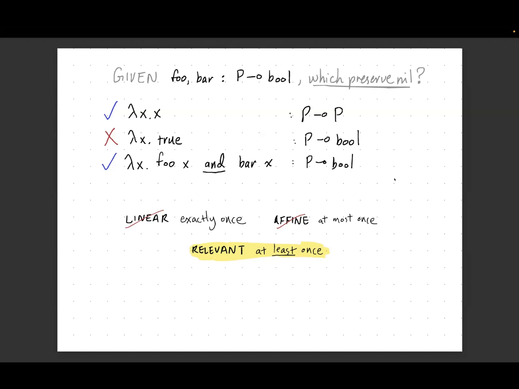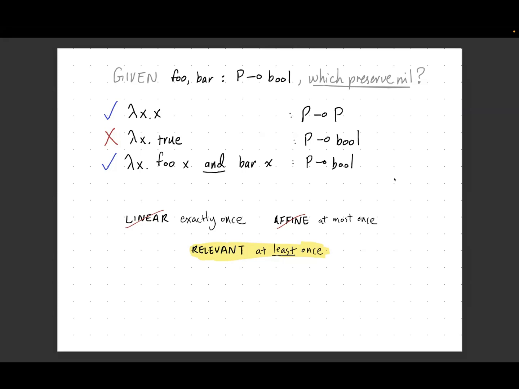So is the identity function point preserving? Anyone? Yeah, because lambda, if I apply it to nil, I get nil out. Is lambda x.true point preserving? No, I apply it to nil, I get true out. True is not nil. If I say lambda x.foo(x) and bar(x), and I apply that to something, and foo and bar are nil preserving, yeah, that still preserves nil, because foo(x) is going to be nil, and bar(x) is going to be nil, and nil and nil is nil. So what we see here suggests that we have a type system where you have to use variables. Constant functions in general don't preserve nil.